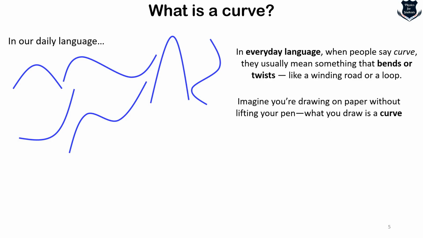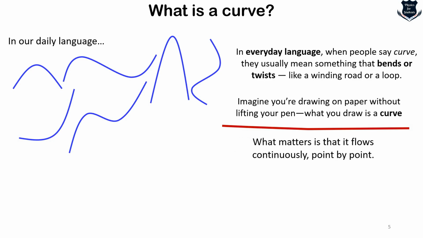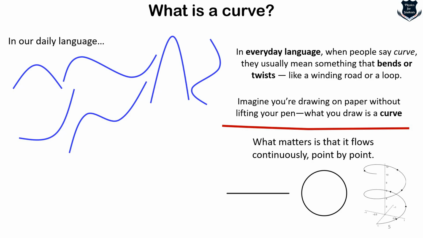But what I would like you to imagine first is that you're drawing on a paper without lifting a pen, and what you draw can be a curve, it can be a straight line or bendy like a spiral, but what matters here is the flow of continuity from one point to another point. So what we can say is that a straight line is a curve with zero bending, a circle is a curve with constant bending, and a helix or a spiral is a curve with changing bending and twisting in space.